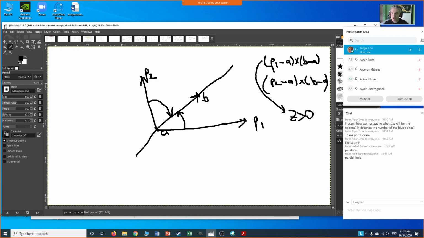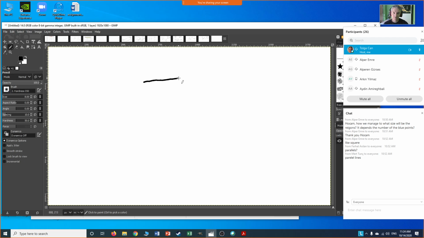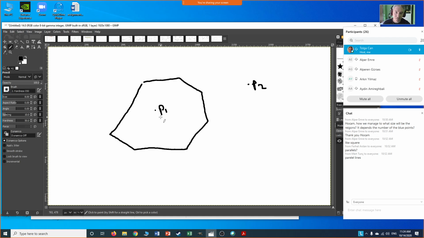Now, we can use this observation to solve the first application. Given a convex polygon, figure out whether a point is inside. This is point 2, this is point 1. Given a point and a convex polygon, figure out whether the point is inside the polygon or not. So, inclusion tests. We can use this for inclusion tests.